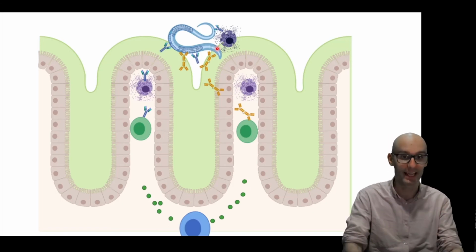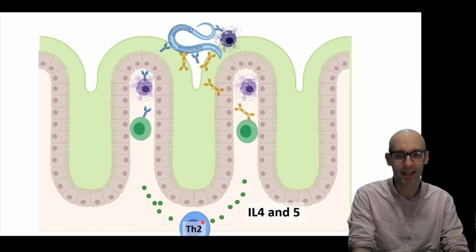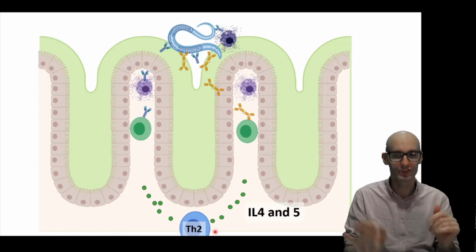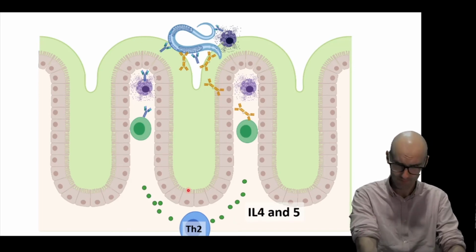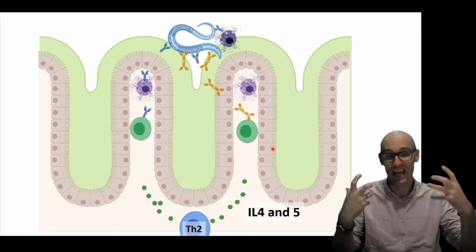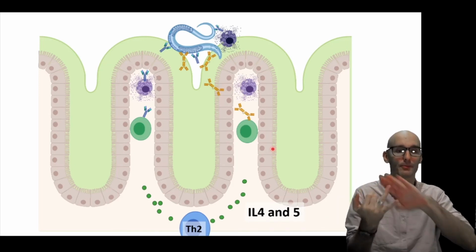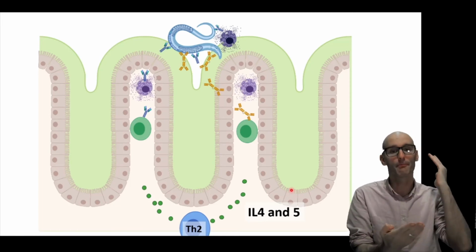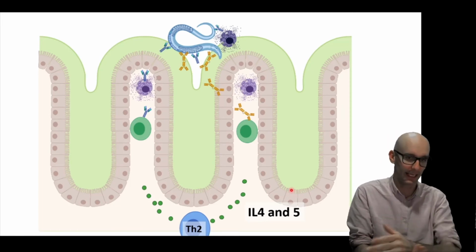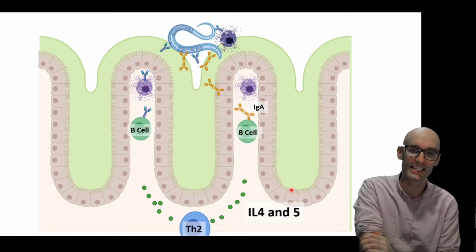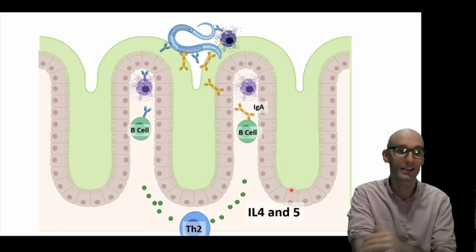So what happens in that Th2 response? So we've got a T cell down here. Now, the anatomy of this is very broad strokes, but we've got our T cell, and it's releasing cytokines, IL-4 and IL-5, which is causing the proliferation and priming of mast cells, basophils, and eosinophils. And it's also causing B cells to produce antibodies. So now we've got our B cells here, and they're producing IgA, which is being secreted into the mucus.